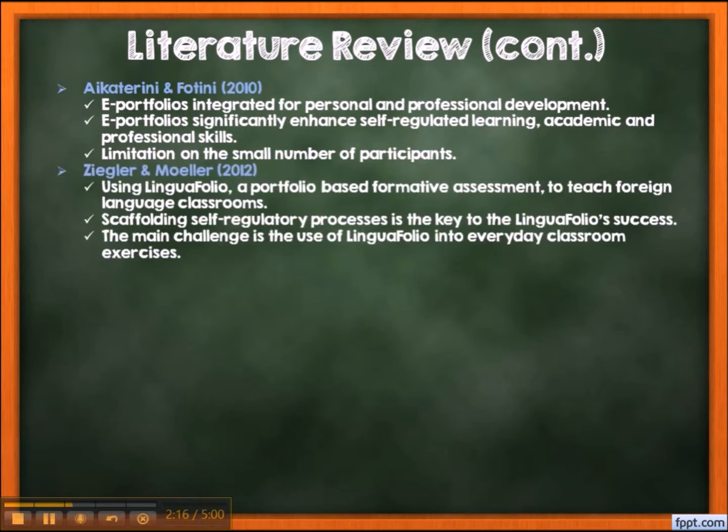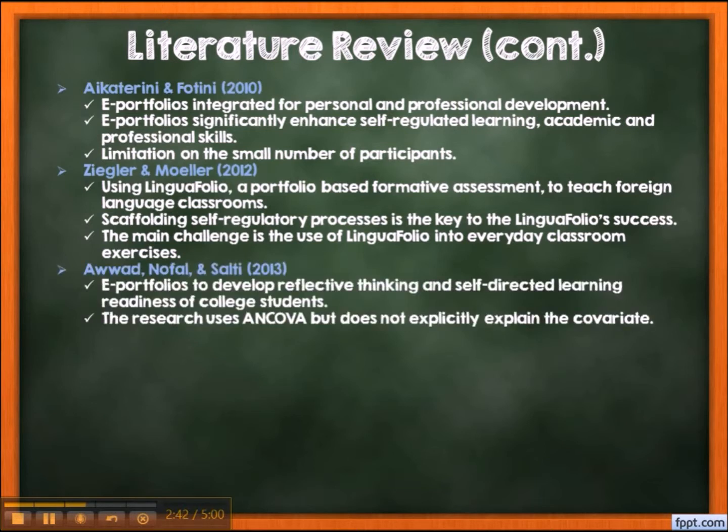Continuing, the literature review is from Ziegler and Moeller. They use the e-portfolio system called LinguaFolio, a portfolio-based formative assessment to teach foreign language classrooms. Scaffolding self-regulatory process is the key to the LinguaFolio success. However, the main challenge is the use of LinguaFolio in everyday classroom exercises.